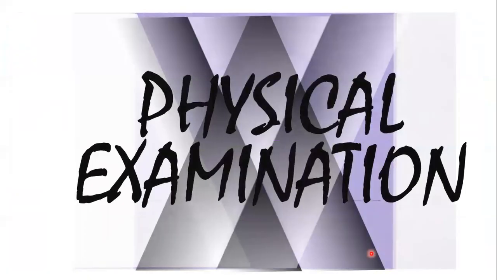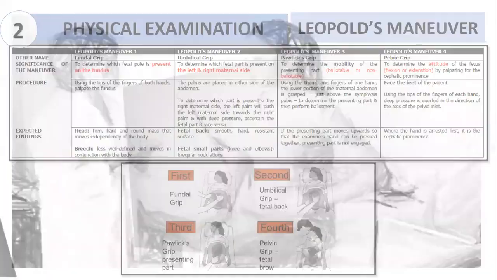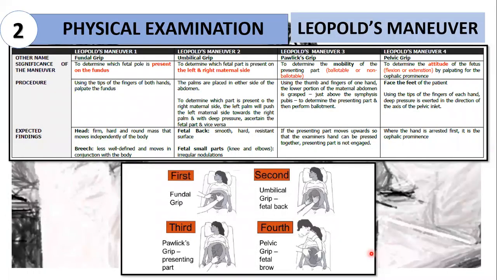Okay, here we have the Leopold's maneuver. This is done at 24 weeks AOG when the fetal parts are more prominent and we will be able to palpate it. We do this to determine the orientation of the fetus relative to the mother. Here, as you can see in this picture, we do 4 maneuvers and we go through each one by one.